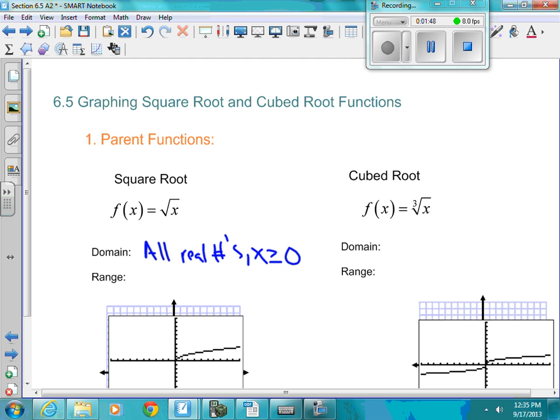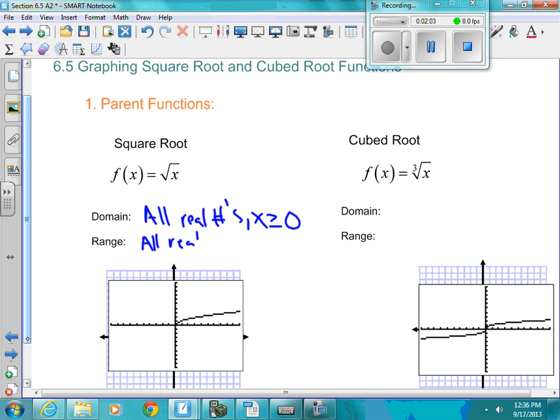In our range, now this is before we move them around, right? When we move these function values around, add, subtract, multiply, divide, the domains and ranges can change. But when we're looking at the parent function, it's all real numbers. And if you look at the graph I have down here, you can see all the y values are above the x-axis. So also all real numbers where y is greater than or equal to 0.